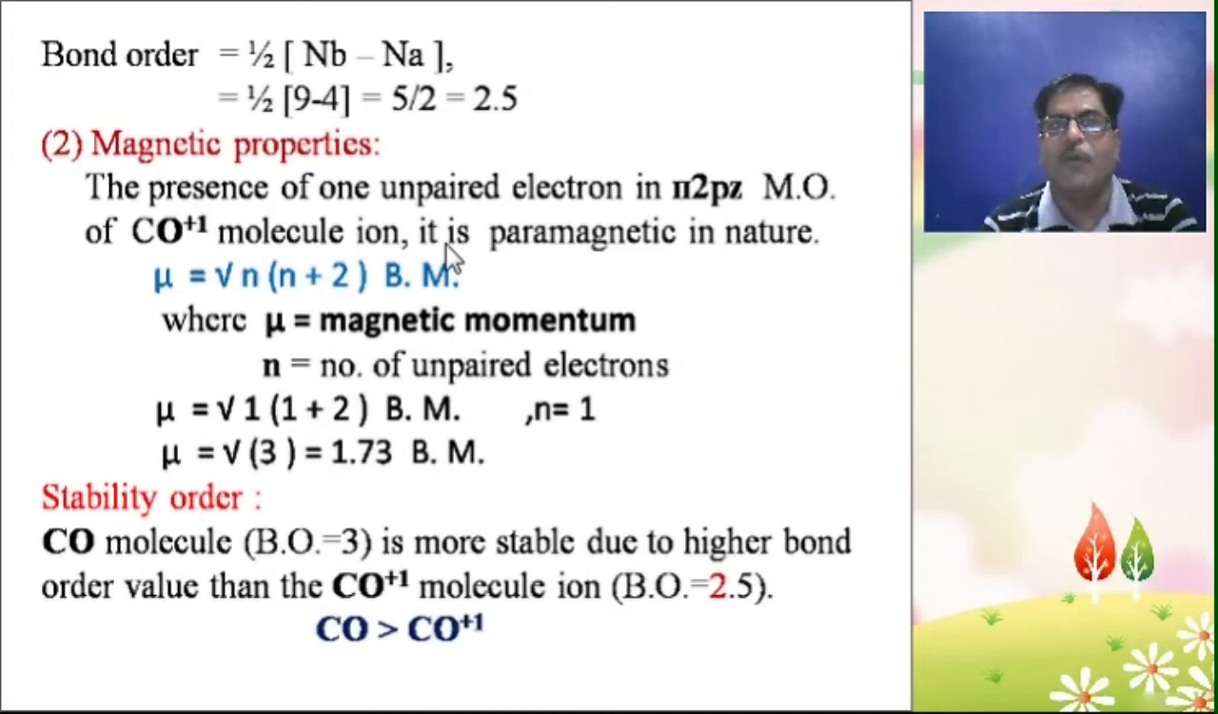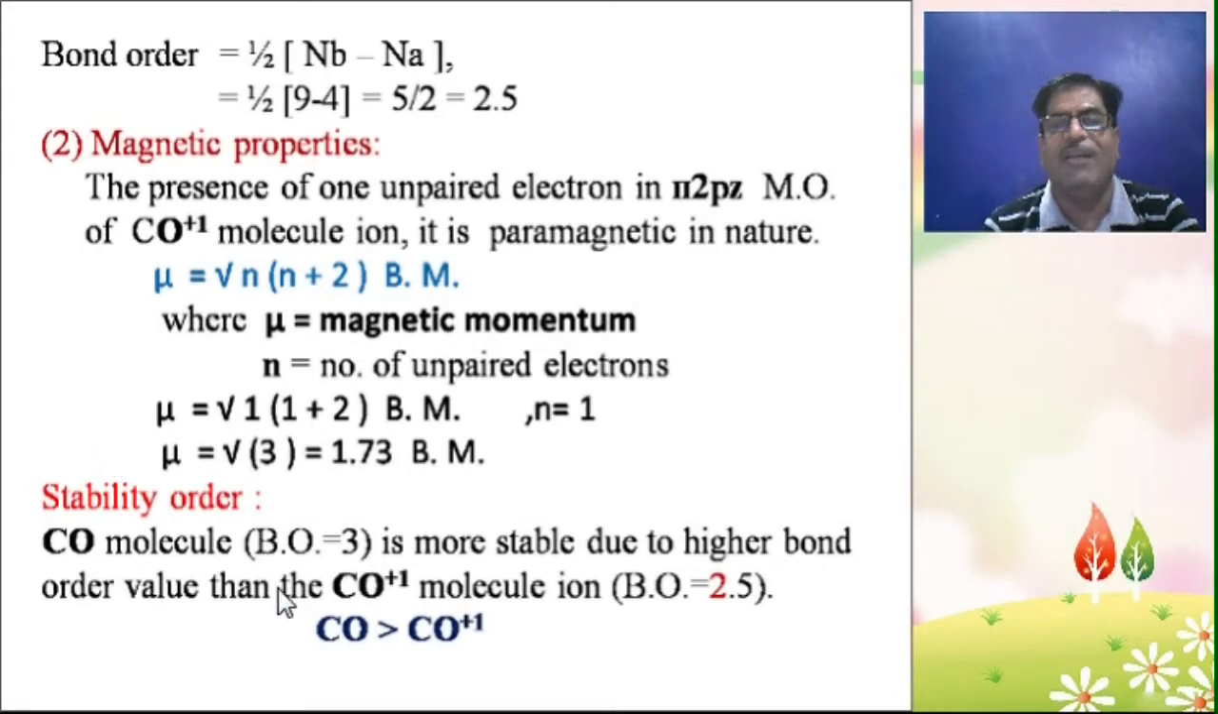Now what is the magnetic property of the CO+ molecule ion? Due to the presence of one unpaired electron in the pi 2pz MO of the CO+ molecule ion, it is paramagnetic in nature. Therefore mu is equal to root of n(n plus 2) BM, where mu is the magnetic moment and n is the number of unpaired electrons. So n is equal to 1, and putting the value of n equal to 1, we get root 3. The value of root 3 is equal to 1.73 Bohr magneton.